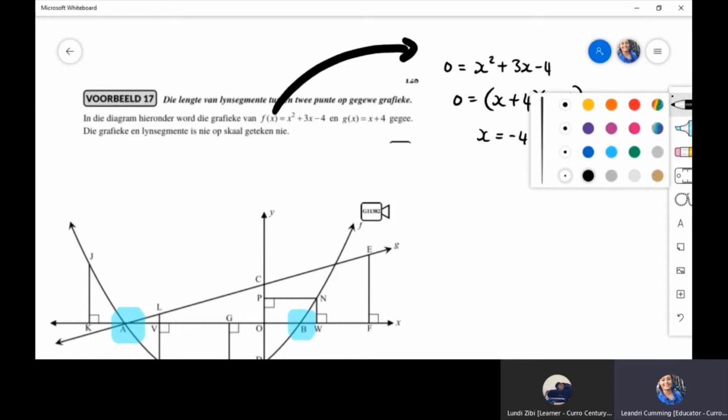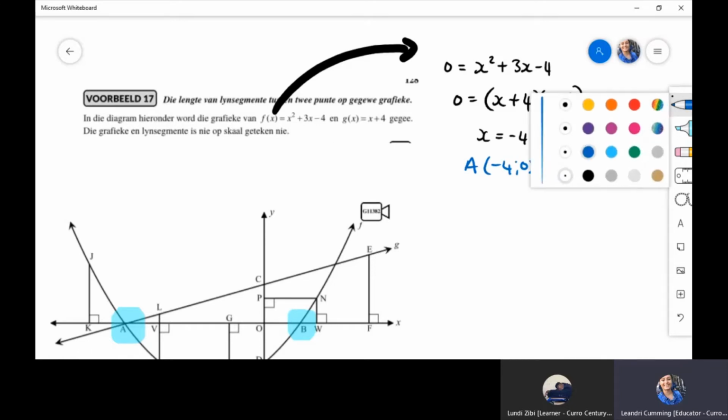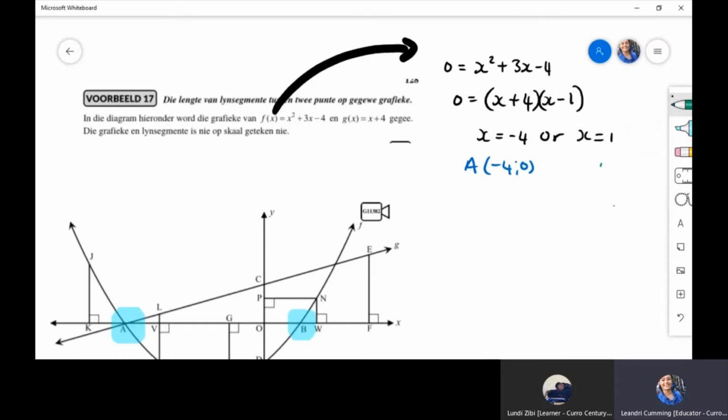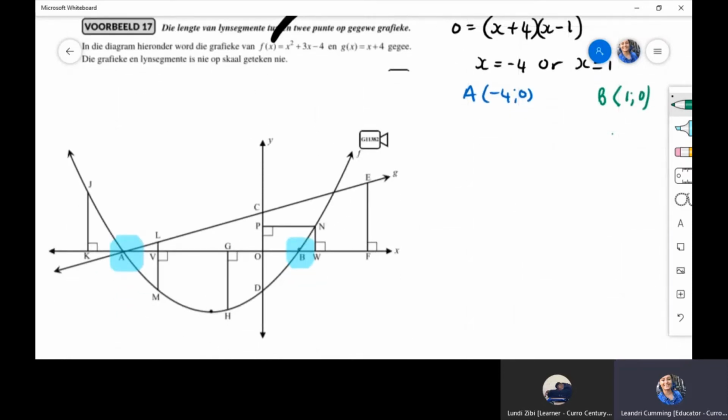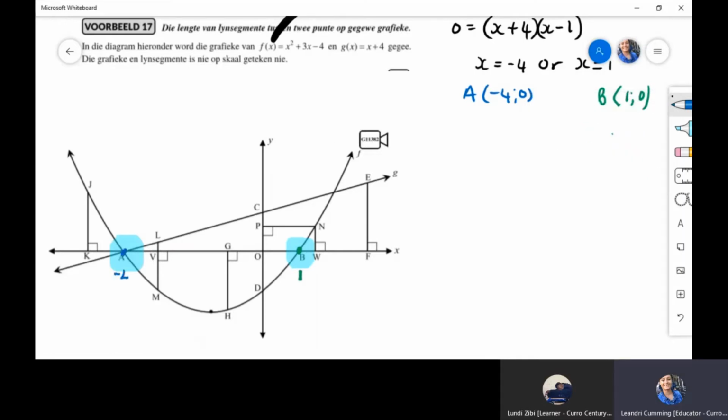So at A, I have a coordinate of minus 4 and 0. And at B, I have a coordinate of 1 and 0. Right, so there's my B. That's at 1. And here's my A. And that's at negative 4.